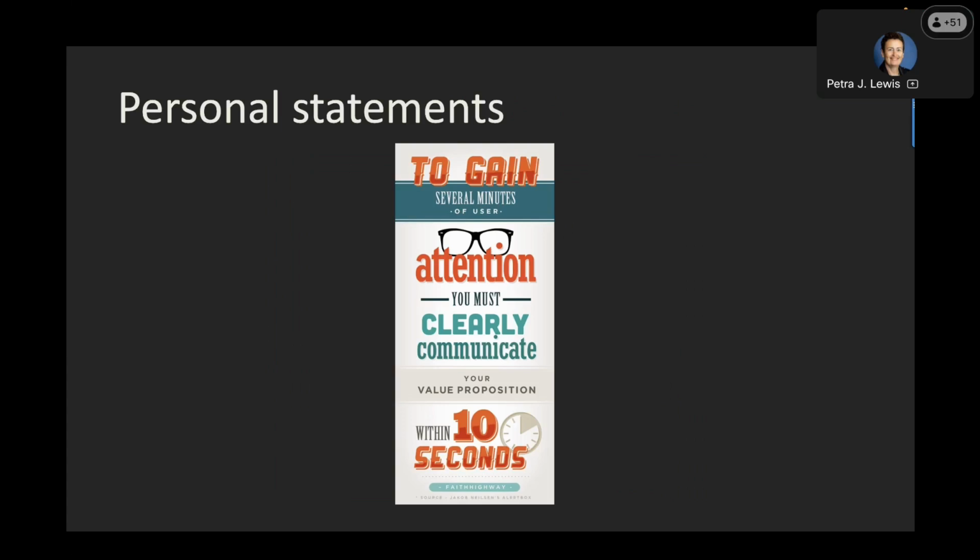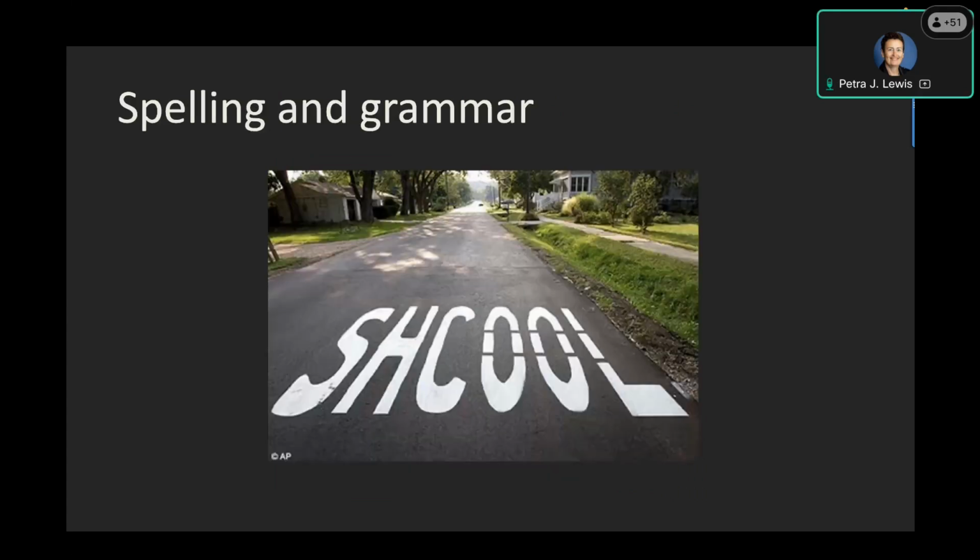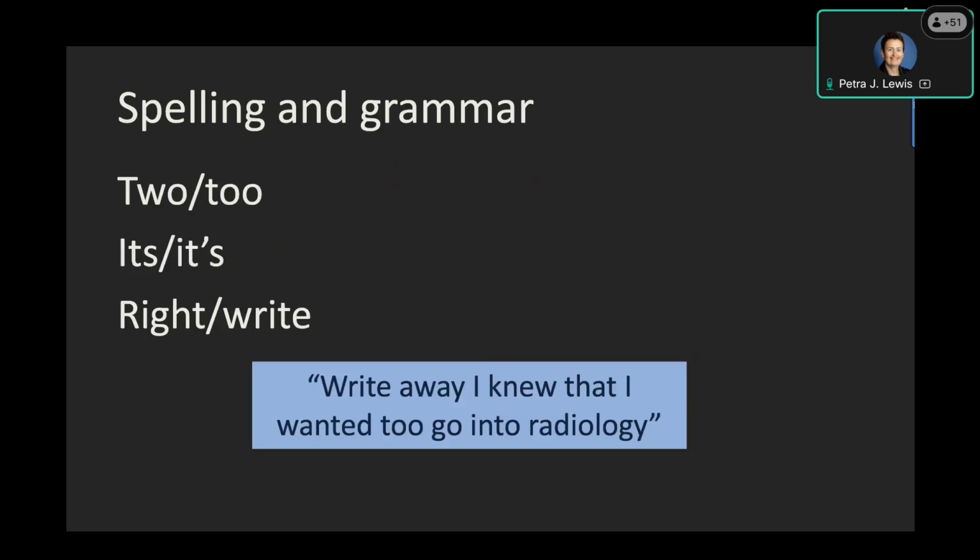So these need to be succinct, they need to be clear, and they need to be interesting. Spelling and grammar need to be perfect. And nobody has any excuse these days. You've got Grammarly. It's built into your Word document. It's going to tell you. Now, it may not get it right because it may not get your meaning, but you need to at least run it. It's very easy to have typos.